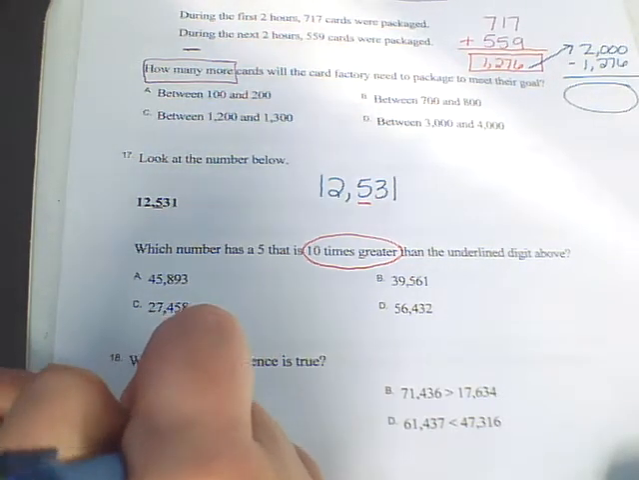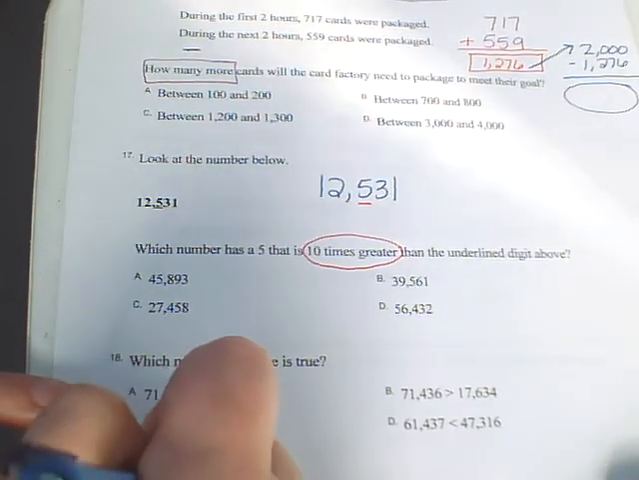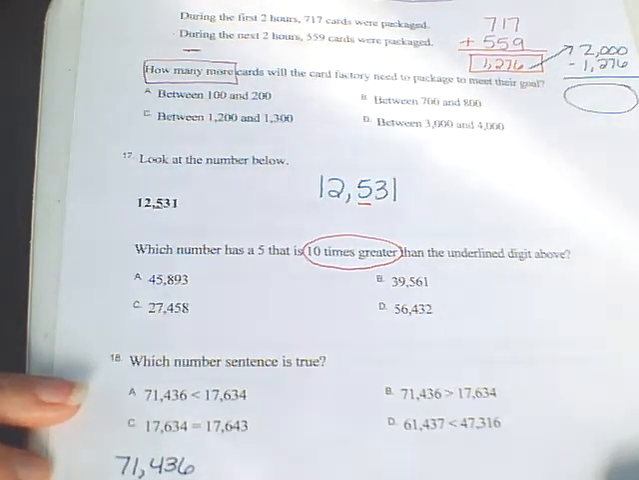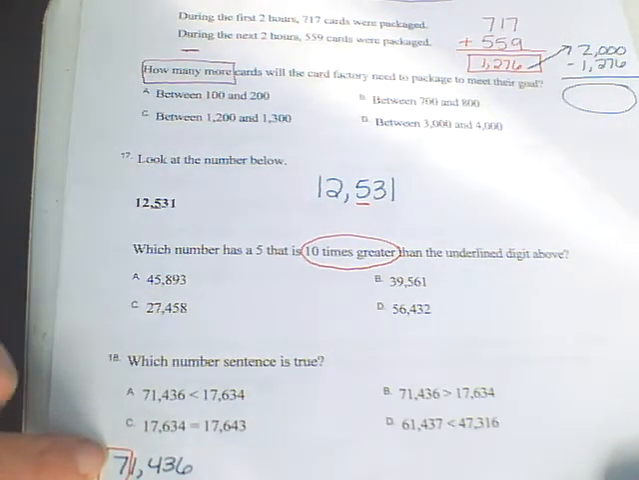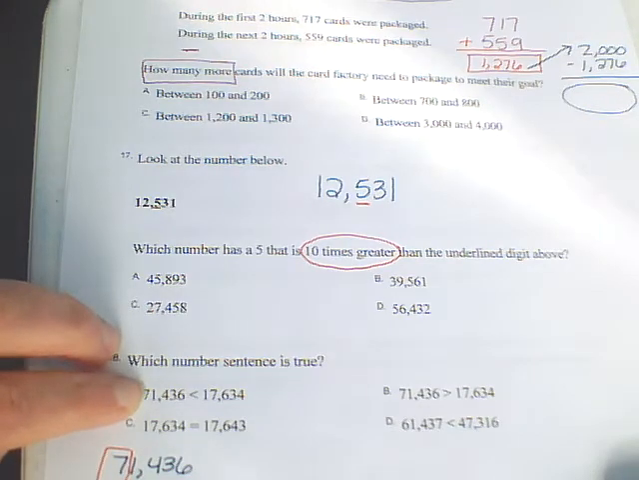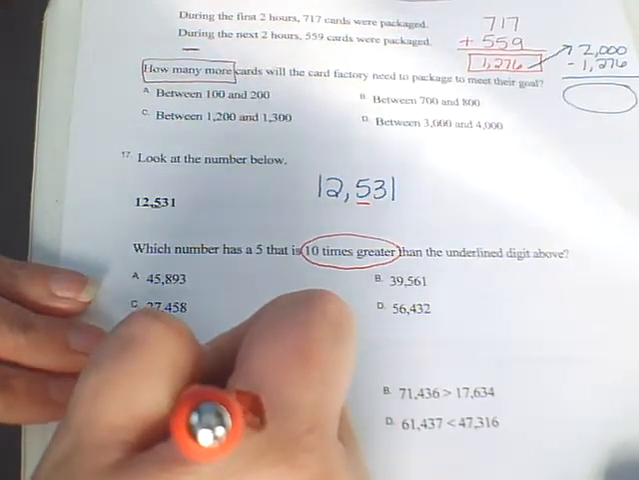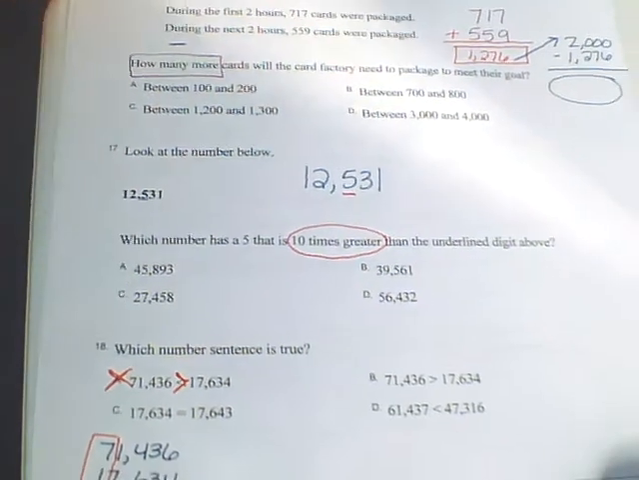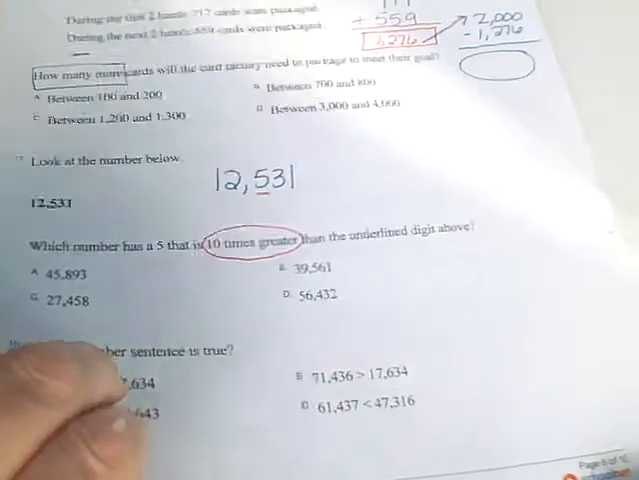So what I mean by that is 71,436, 17,634. If I line my place values up, I'm going to be able to spot my first difference. And I see it right here. This 7 in 71,000 is greater than that 1 in 17,000. So this sign should actually be like this. So I know that that cannot be the right answer choice. And you're going to have to line them up for each problem to figure out which number sentence is true.